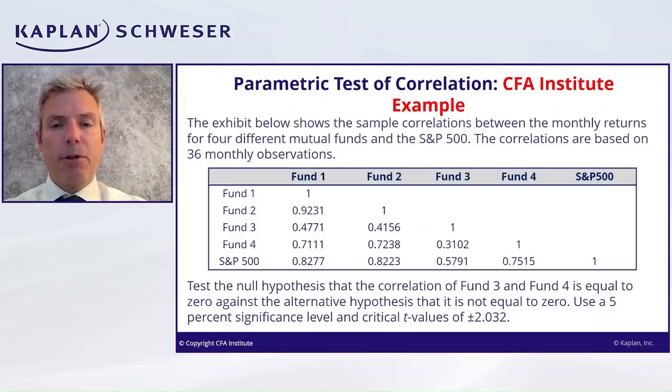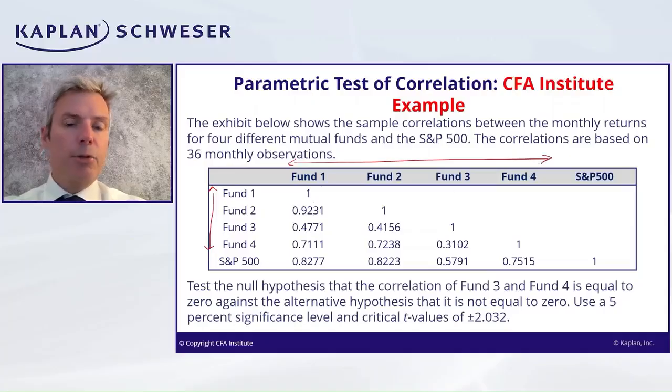The exhibit below shows the sample correlations between monthly returns for 4 different mutual funds. So this here is a correlation matrix for funds 1 to 4. You can see they appear as rows, and they appear as columns as well. And just to read it, this number here is the correlation of fund 2 versus fund 1.